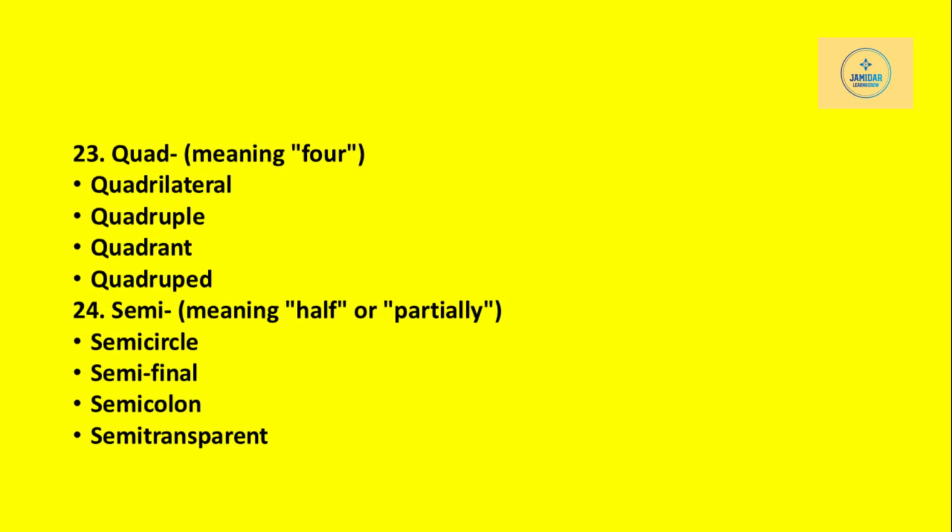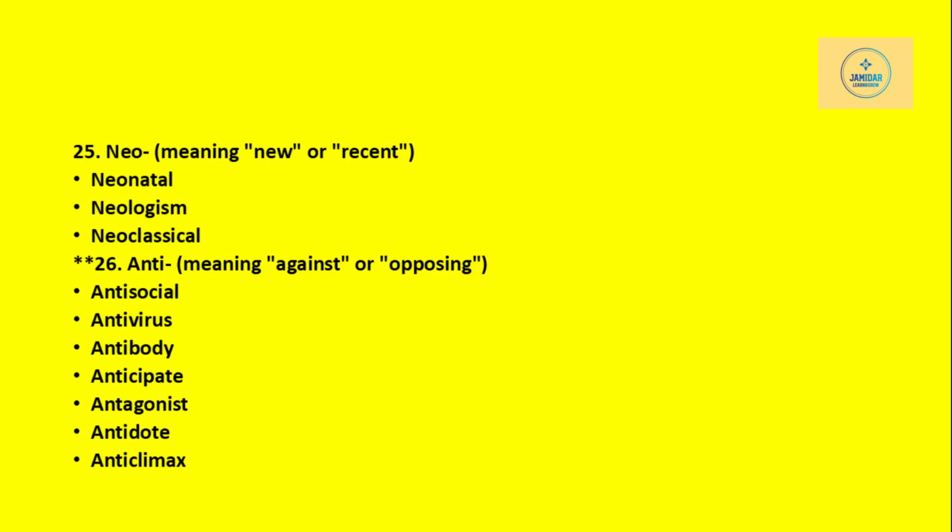Semi means half or partially, as in semicircle and semifinal. The prefix neo means new or recent, found in neonatal and neoclassical. Anti means against or opposing, as seen in antisocial and antivirus.